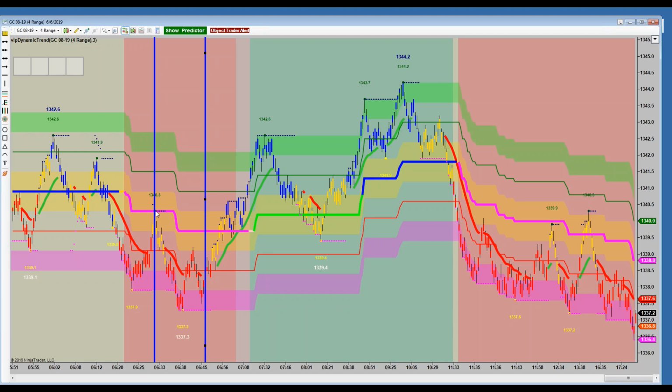I suppose you could say that there was a short here. Yes, there was. I don't remember if we called this or not. I think we might have. I think Gary had a box here. Yeah, so you did actually get a short. It didn't make a lot of money, but depending on where you got stopped out, you got a little scalp out of it.